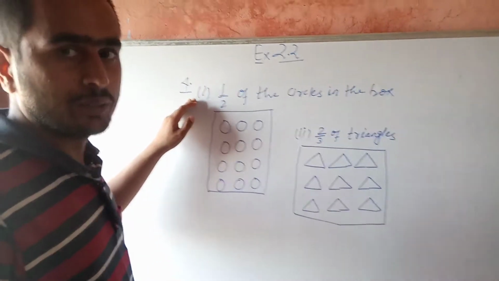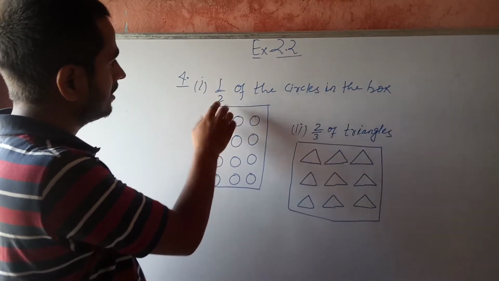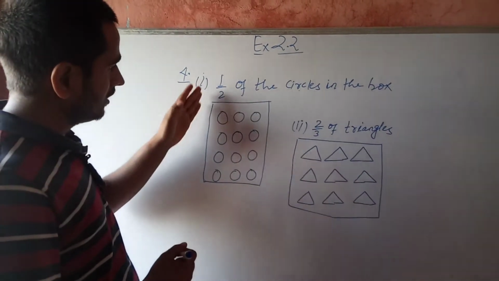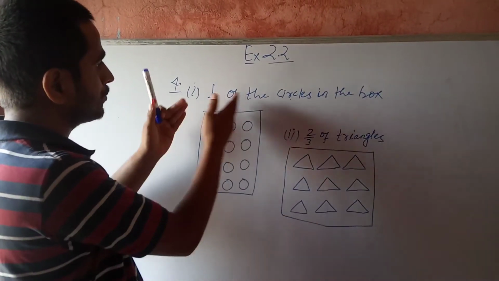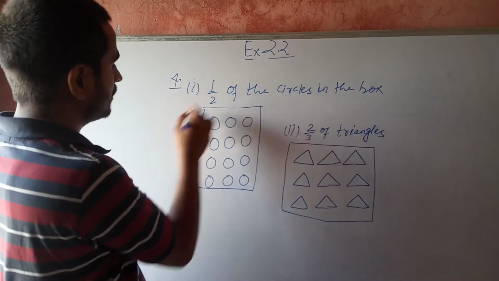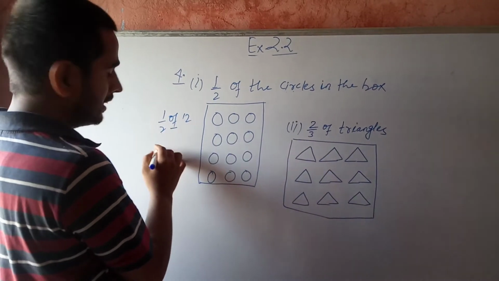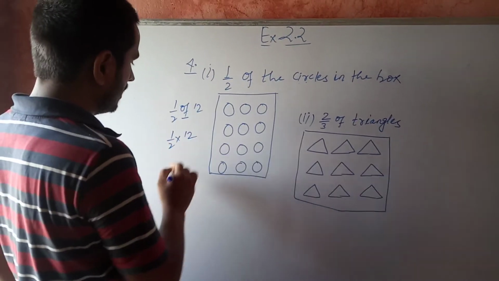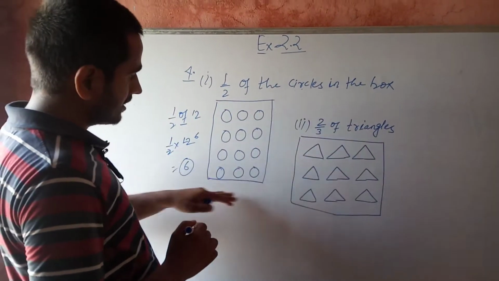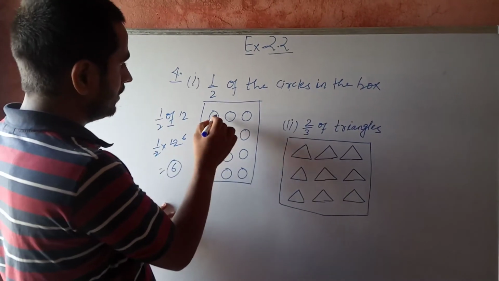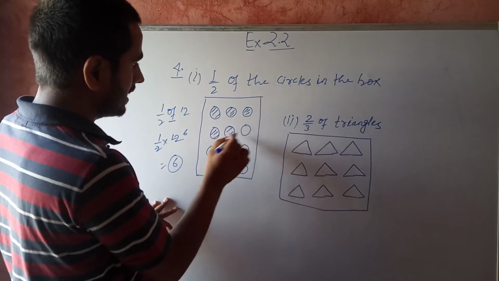Now coming to question number 4. Here in question number 4, it is saying we have to set 1 by 2 of the circles in the box. In this box there are 12 circles. So out of these 12 circles we have to set half part, means 1 by 2. So 1 by 2 of 12, the meaning of "of" is multiply. So 1 by 2 into 12. 2 sixes are 12. So 1 by 2 of the circles given in this box is 6. So we will circle 6 circles. 1, 2, 3, 4, 5, 6.